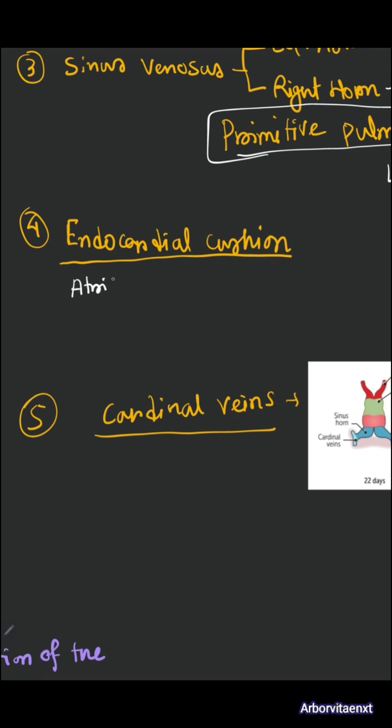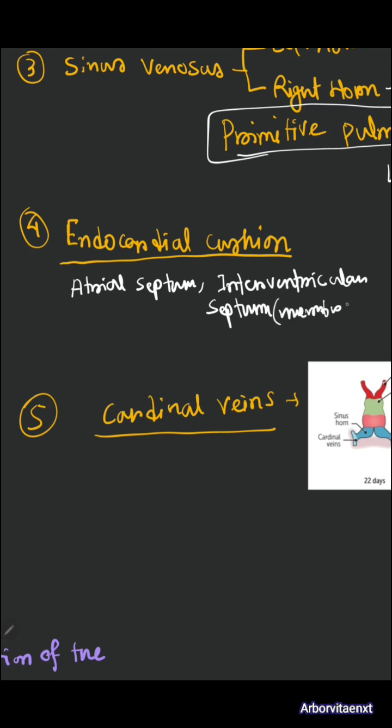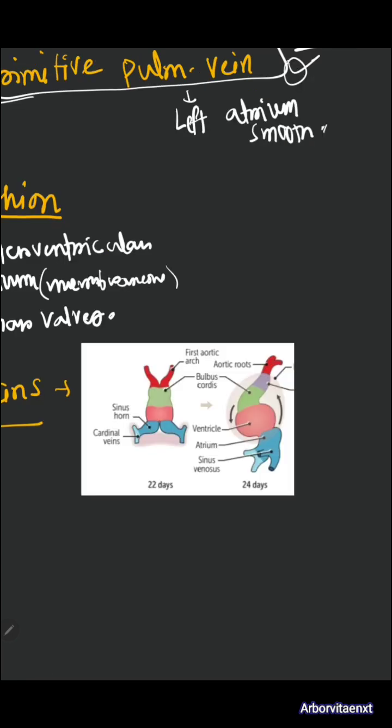So atrial septum and the interventricular septum, only the membranous part. Interventricular septum, we will know, has a muscular part and the membranous part. So the membranous part comes from the endocardial cushion. And two valves, the atrioventricular valves, AV, and the semilunar valves, they are coming from this endocardial cushion. Very important. So now about the cardinal veins.